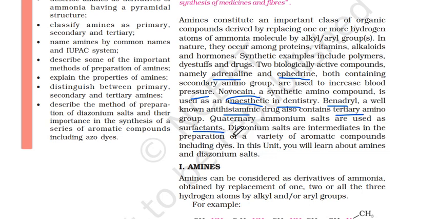Diazonium salts are intermediates in the preparation of a variety of aromatic compounds, including dyes. In this unit, you learn about amines and diazonium salts. So basically, amines हमें मिलते कहाँ से? We have an ammonia molecule. We'll replace one hydrogen by alkyl or aryl groups, and you'll get amine.